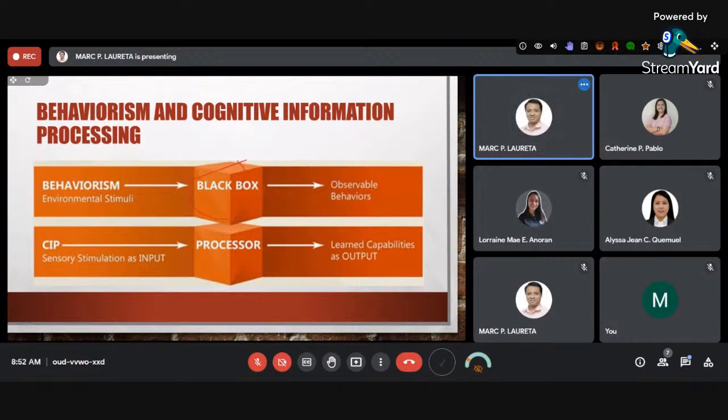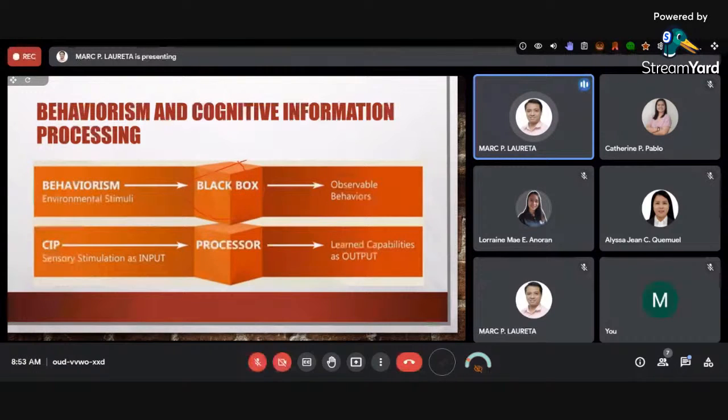So this is what we call the black box. We don't really need to know how learners think based on the behavioral principle. We are only interested in how learners respond upon receiving the stimuli we design. However, for the cognitive information processing, the CIP, we are very interested in considering our mental structure as an active processor of information.